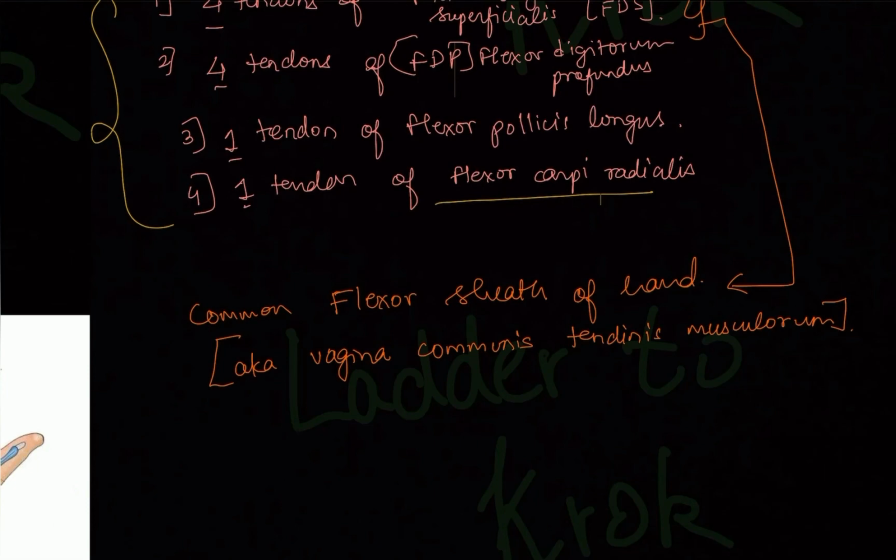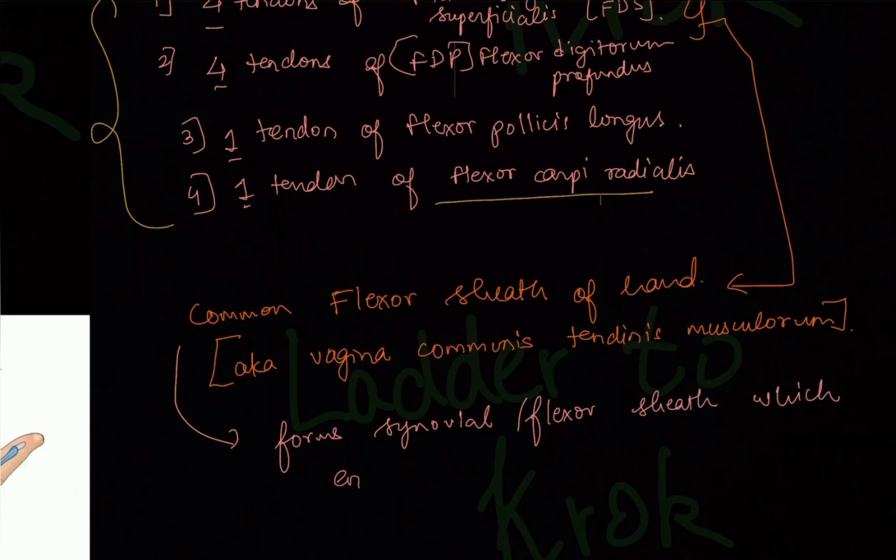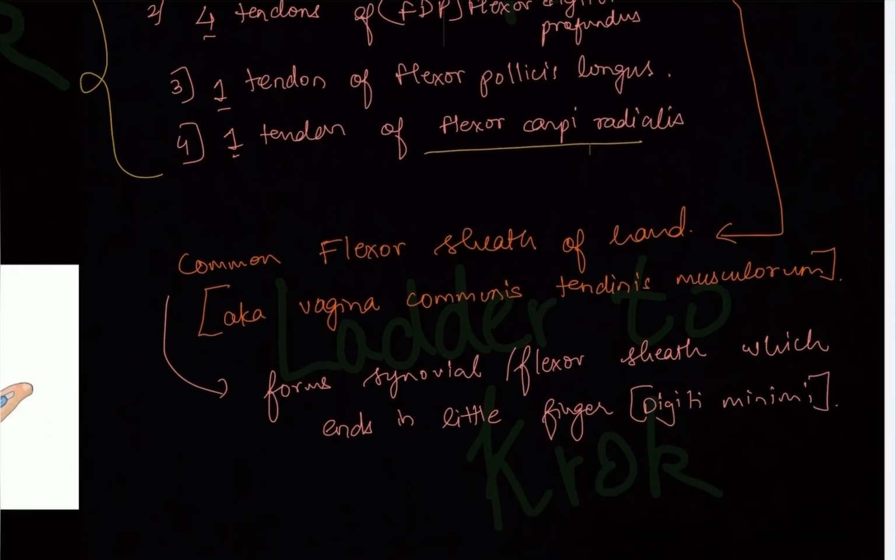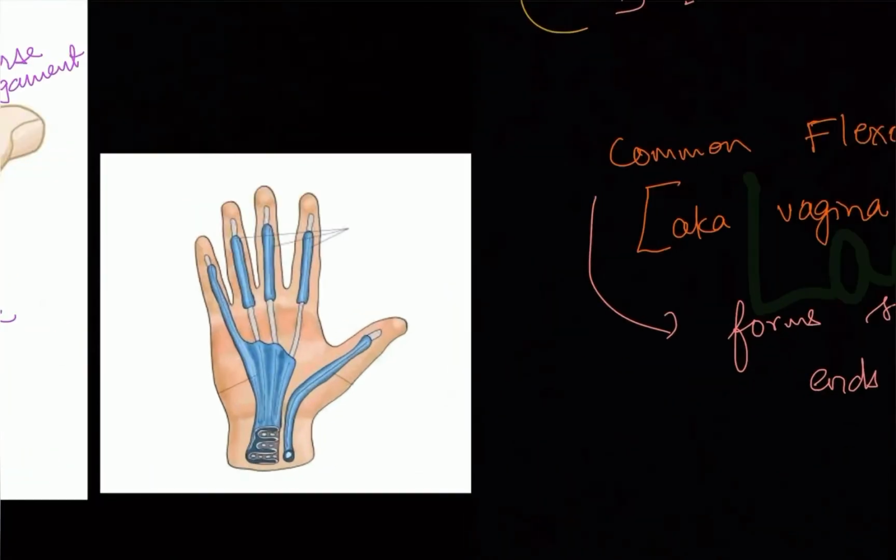Now what you have to remember about this is that these 8 tendons form a synovial or flexor sheath which ends in which finger? Little finger. You have to remember little finger, also known as digiti minimi. So write down that Latin word also, because many times they give this as the answer, digiti minimi. You can see this over here in this picture.